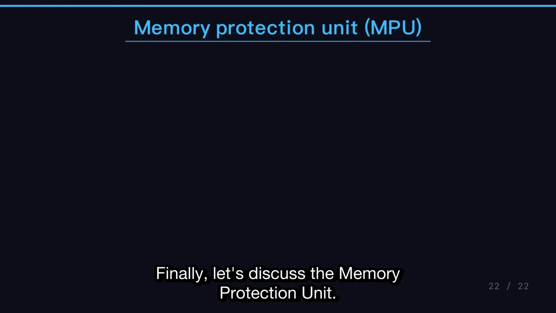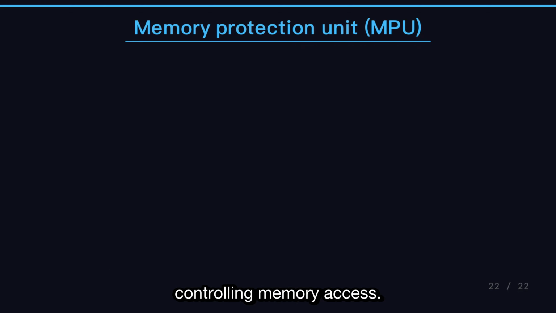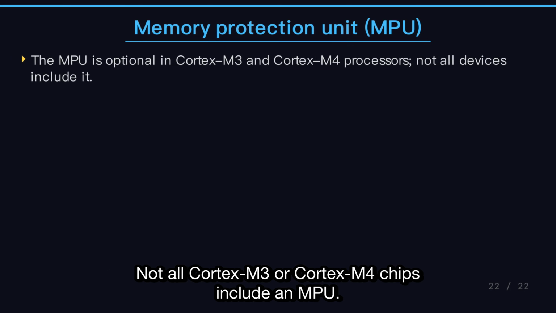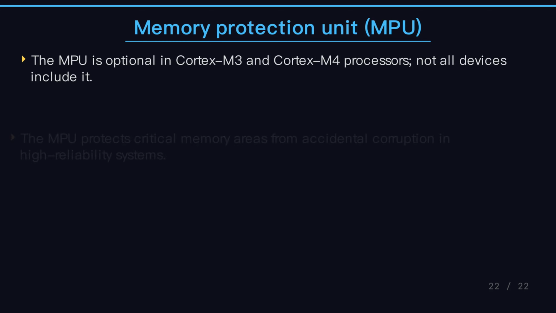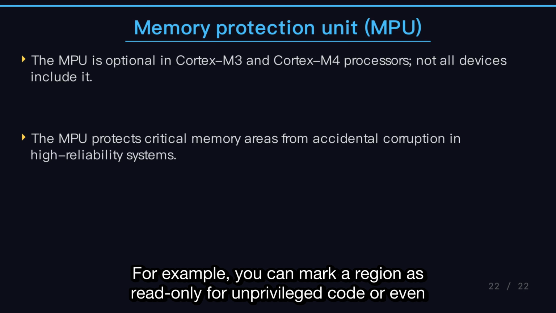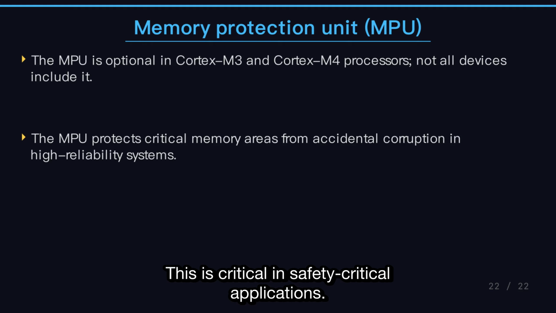Finally, let's discuss the MPU. The MPU is an optional hardware block that enhances system reliability by controlling memory access. Not all Cortex M3 or Cortex M4 chips include an MPU. When present, it allows you to define up to 8 memory regions with specific access permissions. For example, you can mark a region as read-only for unprivileged code or even prevent execution from certain areas. This is critical in safety-critical applications.